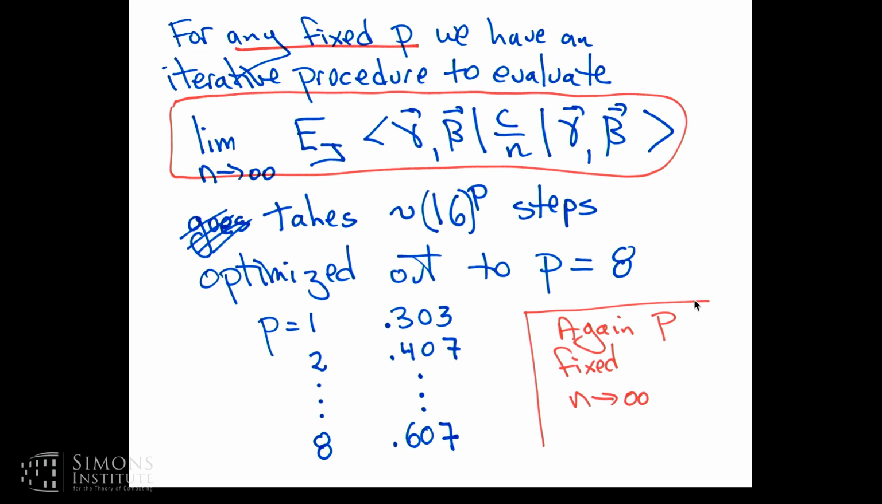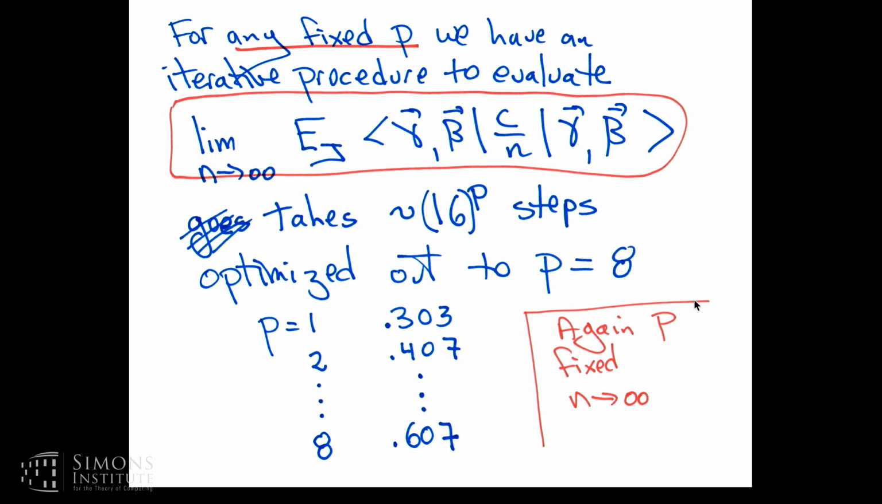I think it's a nice result because we can show that as n goes to infinity, I can guarantee you this performance for very shallow depth. P is not growing with n. It's 8, and as n goes to infinity, I'm getting a nice result.